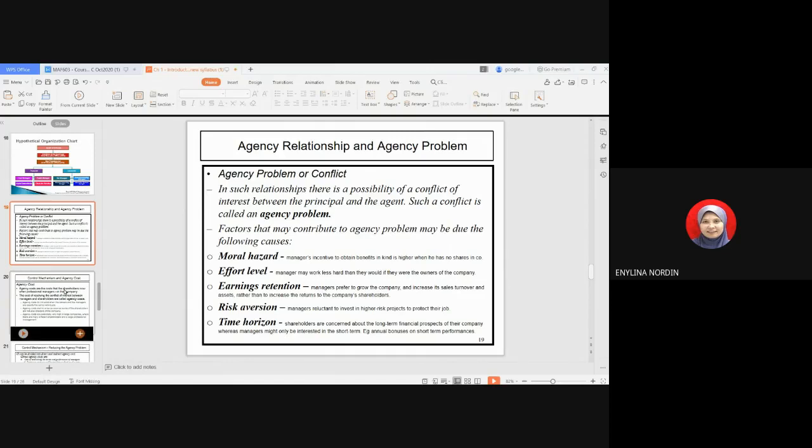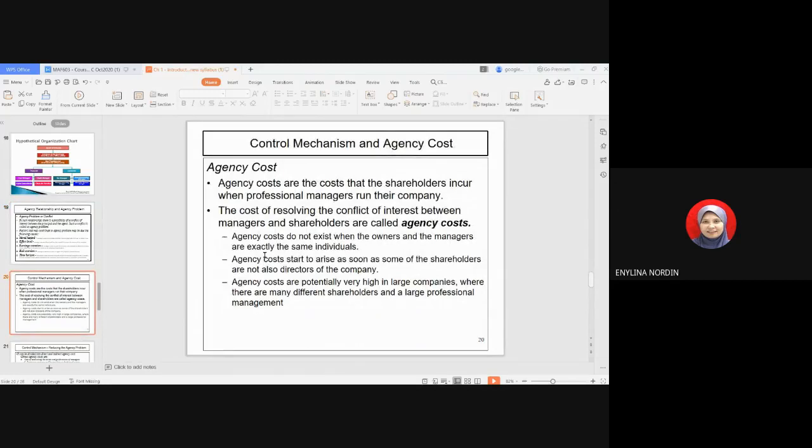Because they know it is their company, they can do whatever they like. So it will not create any agency cost. There is nothing that they need to resolve. So it does not exist if the owner and managers are the same individual. And then agency cost will increase if the shareholders are not also directors of the companies, and the agency costs are potentially very high in a large company.